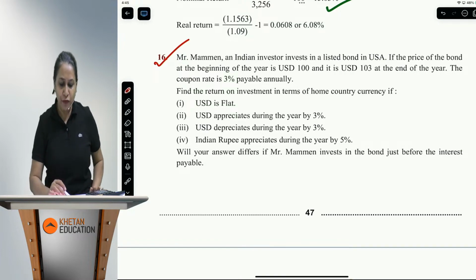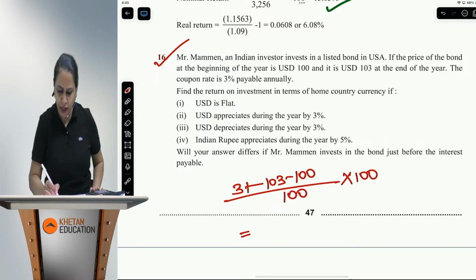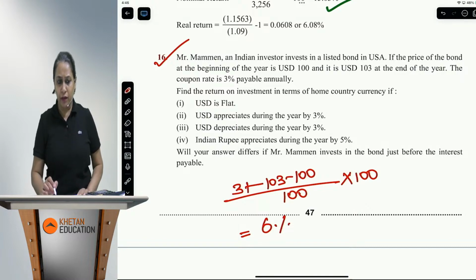So find the return on investment in terms of home currency if USD is flat. If I calculate the return, it will be 3 plus (103 minus 100) divided by 100 into 100. So even without calculating, you can say 6%. If the exchange rate does not change, for example, the Indian person is investing money in US, this bond will give a return of 6%.